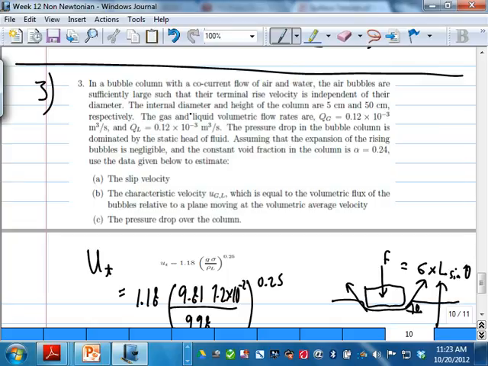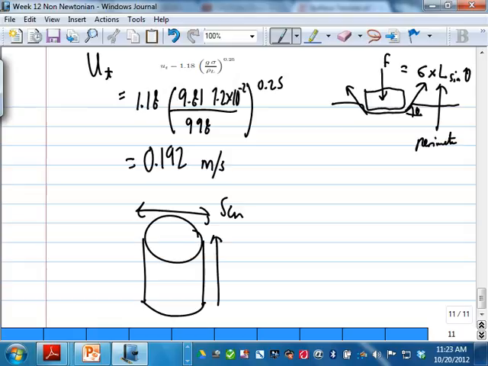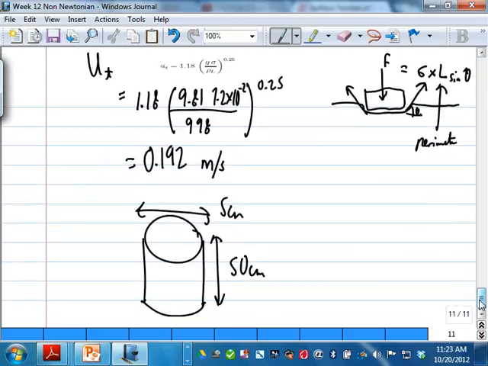Independent of diameter. The internal diameter and height of the column is 5 cm. So the column here is 5 cm, and here is 50 cm. So here I think you can go S equals pi 0.05 squared over 4, pi d squared on 4, in meter squared.